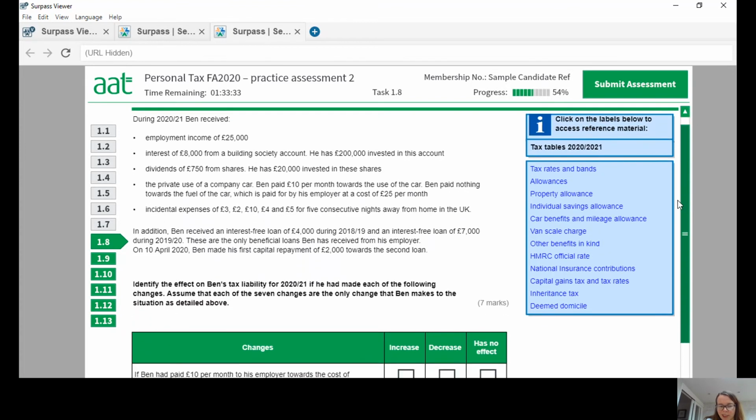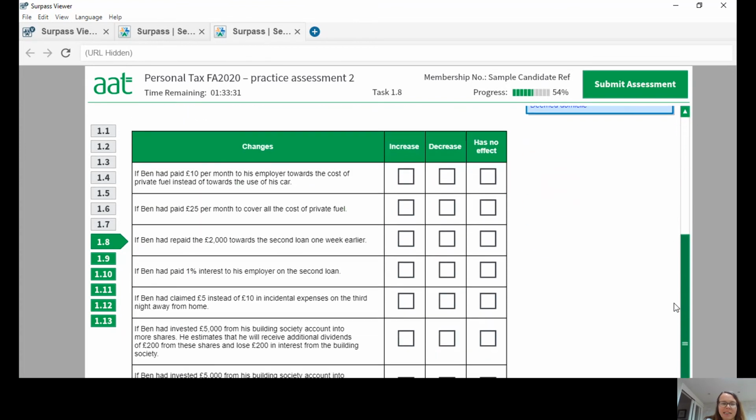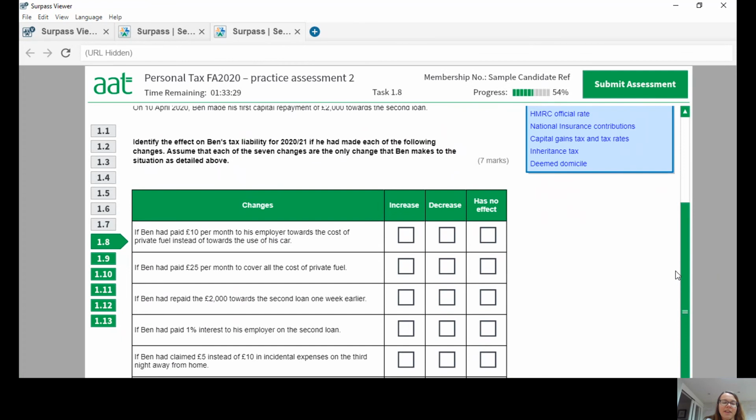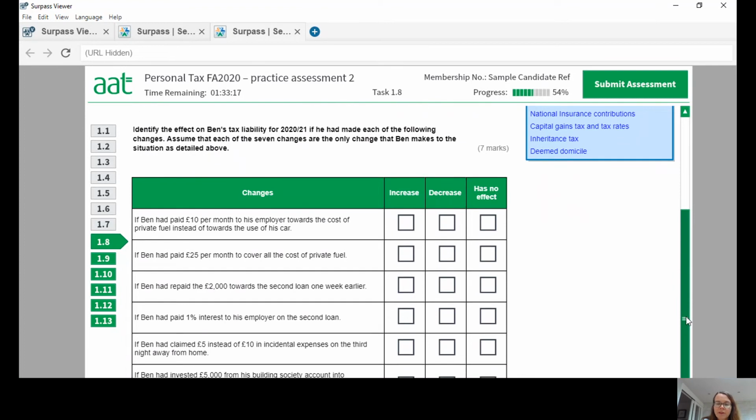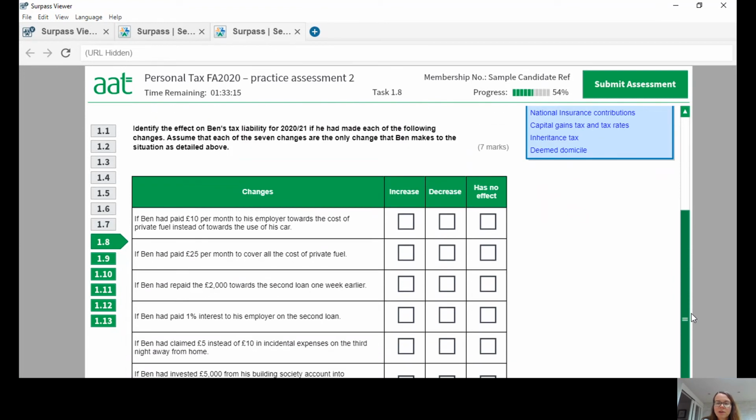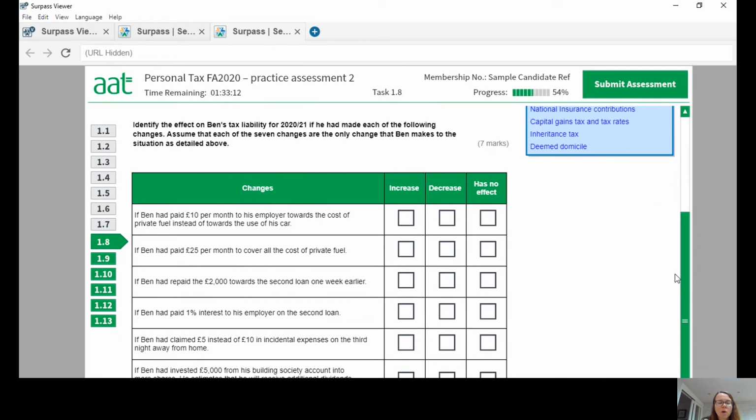Remember, this is the challenging question, the tax planning. So what we've got here: identify the effect on Ben's tax liability if he had made each of the following changes. Assume that each of the 7 changes is the only change that Ben makes. And we've got to say for each one if it increases, decreases, or has no effect on how much tax he pays or owes.